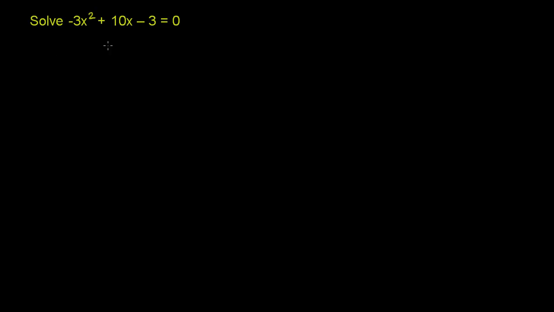We're asked to solve the quadratic equation negative 3x squared plus 10x minus 3 is equal to 0. And it's already written in standard form. There's many ways to solve this, but in particular, I'll solve it using the quadratic formula. So let me just rewrite it. We have negative 3x squared plus 10x minus 3 is equal to 0.